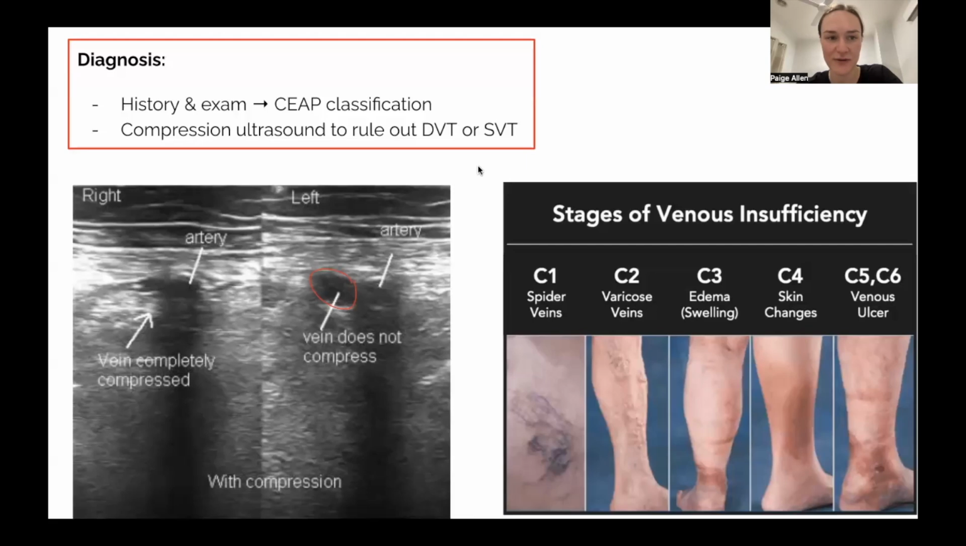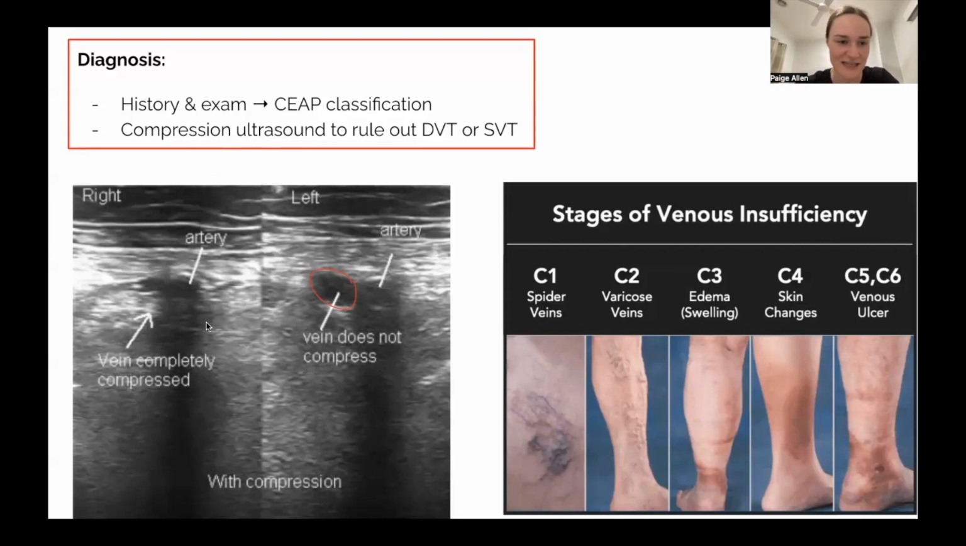In terms of the diagnosis, what you do is mostly history and exam. They have something called the CEAP classification, which is these 5 to 6 stages here. So on exam, you can see what degree of varicose veins, up to a venous ulcer, that they have. So again, minor to severe. The other way that you can do the diagnosis for this is to do a compression ultrasound to rule out a DVT or an SVT.